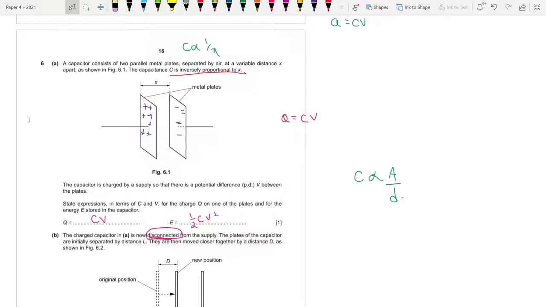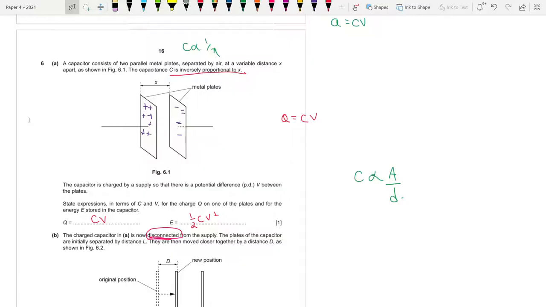So what is a capacitor? The simplest capacitor consists of two parallel metal plates separated by an insulator, which is air here, at a variable distance x apart, as shown in figure 6.1. The capacitance C is inversely proportional to x. Interesting. That's the original formula. It's actually proportional to the area of the plates and inversely proportional to the distance between them.